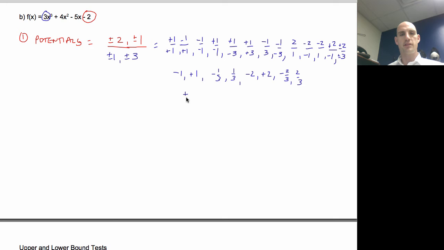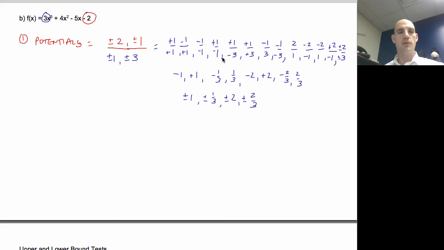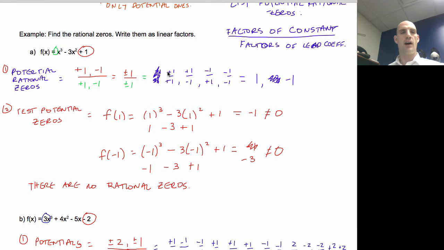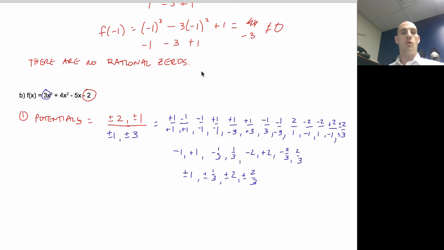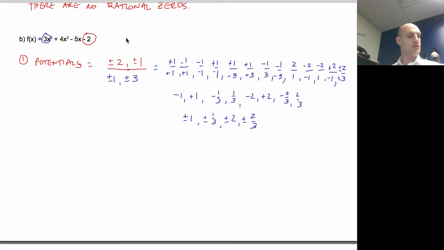To easily list them, I could say plus or minus 1, plus or minus 1/3, plus or minus 2, and plus or minus 2/3. Well, my directions say find the rational zeros. So we are going to do the same thing down here, except I'm going to show you a little different way to do this. In this case, evaluating these fractions might be a little bit challenging. So here's another way we're going to test.